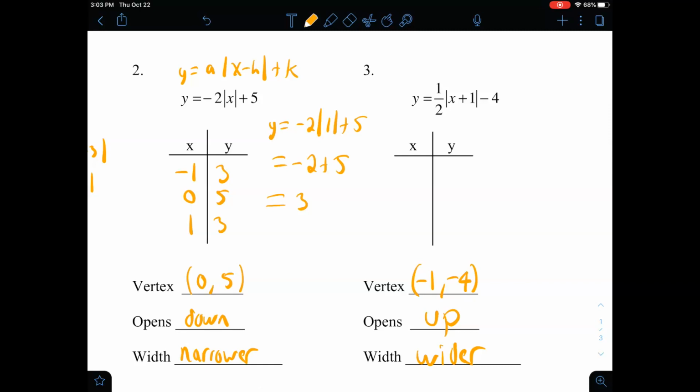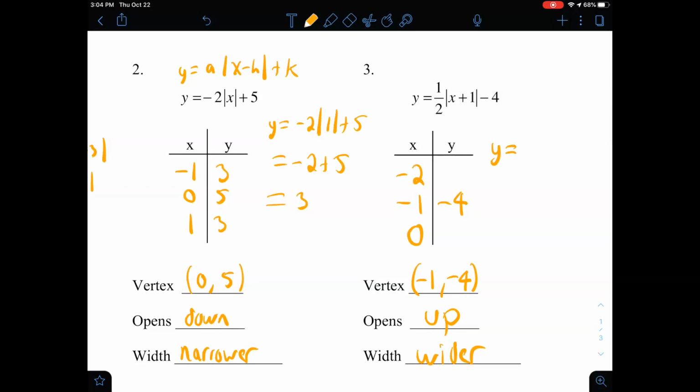All right, so let's plug in our values for our vertex. We have negative 1 and negative 4. The numbers to the left and right of x are negative 2 and 0. I'm going to plug in 0 because 0 is an easier one to plug in. To make your life easier, don't work harder. So we're going to do 0 plus 1, all minus 4. Y equals 1/2 times 1 minus 4, which gives 1/2 minus 4, which equals negative 3.5.